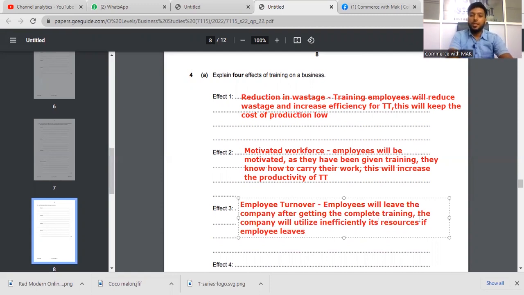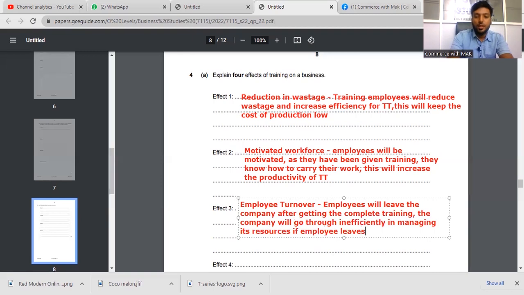So one thing we can also say is that if employees leave the company after getting the complete training, they might go to their competitors and work there. That will be the biggest trouble for the company, because you are training them to work under you, but after they get the training, they will always go for a better salary. The company will go through inefficiency in managing its resources if employees leave.